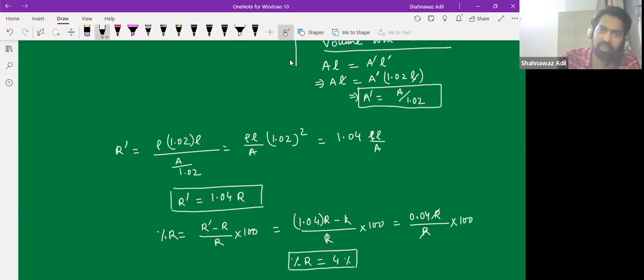This was a very simple question that you guys maybe have done in your CBSE. So did you guys do this in the CBSE course?